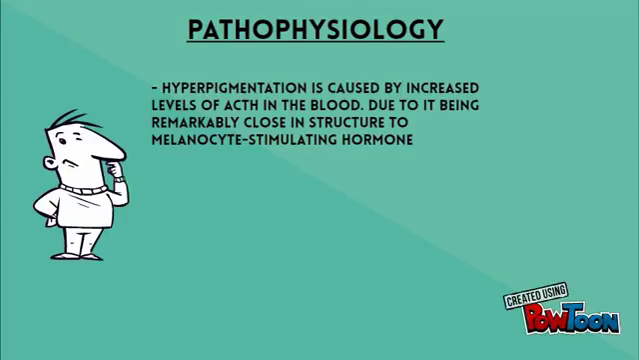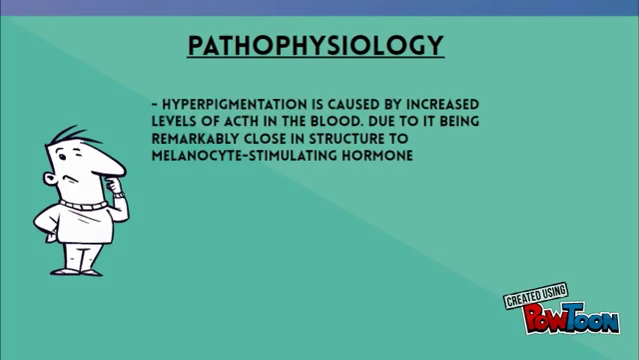Hyperpigmentation is caused by increased levels of ACTH in the blood due to it being remarkably close in structure to melanocyte-stimulating hormone.